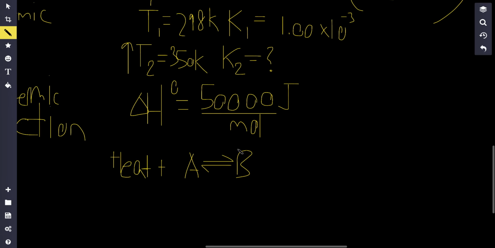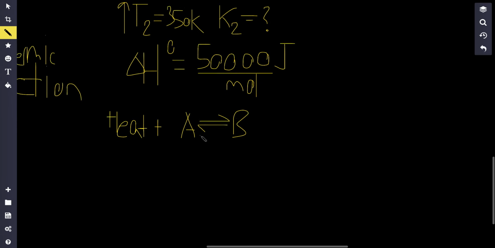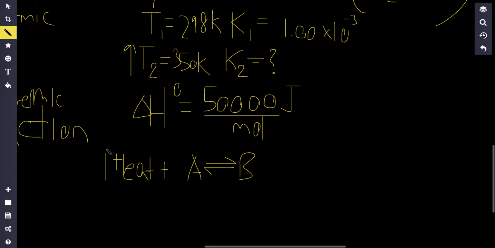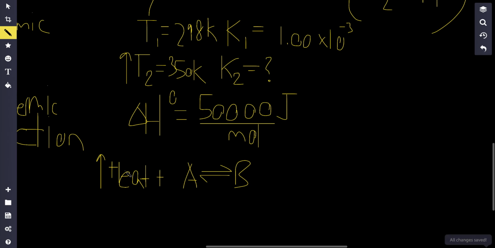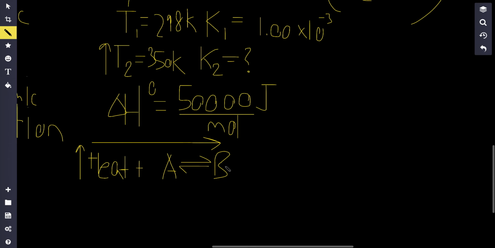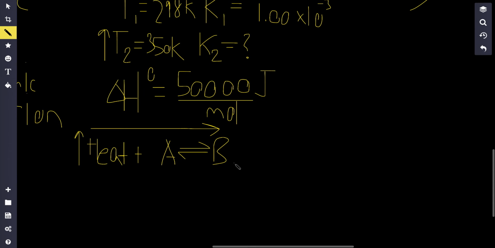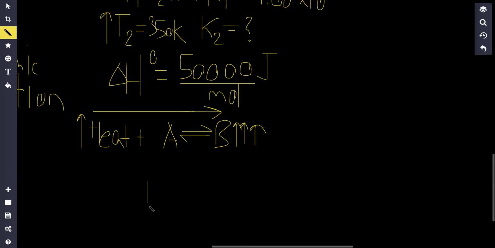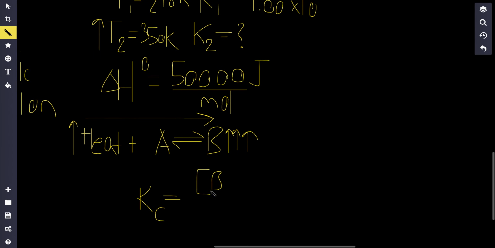Now, basing it off this reaction right over here, if I increase my temperature, that's the same thing as increasing the heat of this reaction. Therefore, my reaction will shift to the right. So the amount of products I have is going to increase. Now remember that when I write out my equilibrium constant, it's products over reactants.